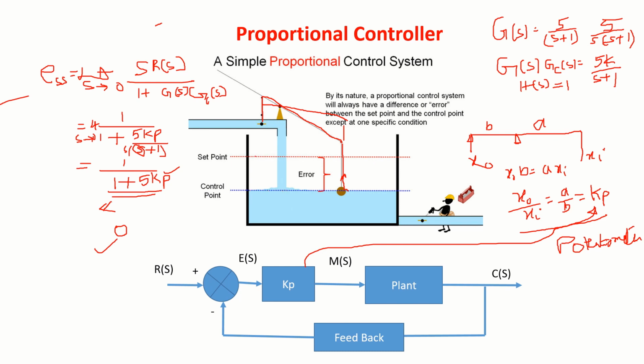So this is the set value. This is the output value. Always there will be error. Okay. That error can be reduced if I can reduce the Kp value.